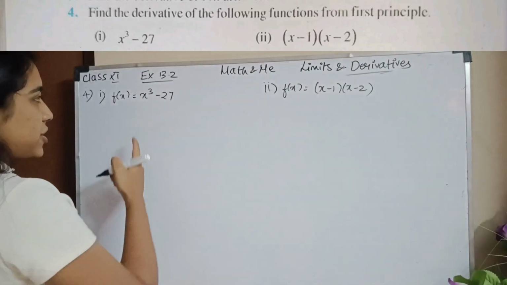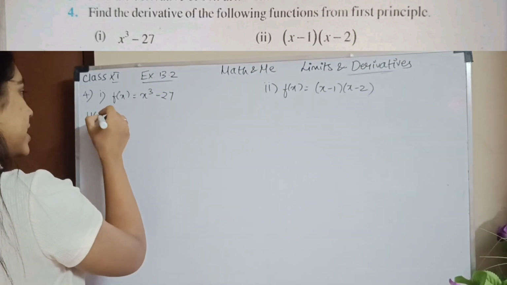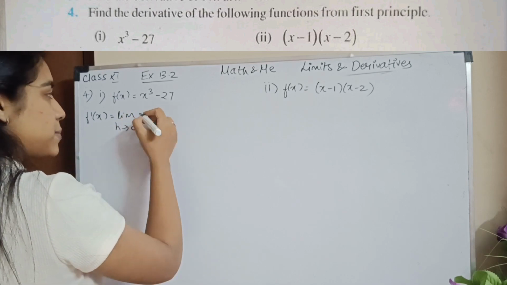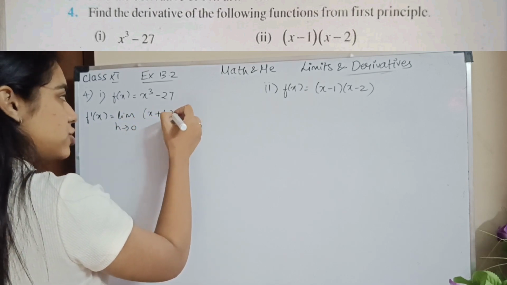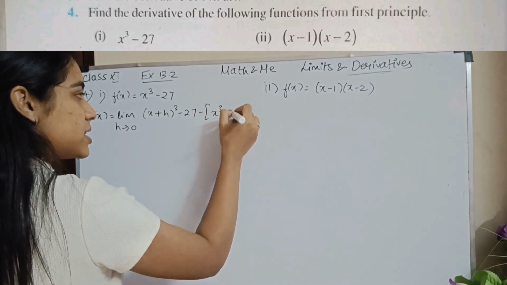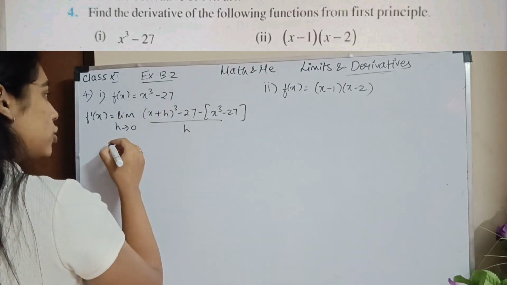Fourth question, first subsection, f of x is given, find f dash of x using the first principle. So I have f dash of x equals limit h tends to 0 of f of x plus h, so I'll have x plus h the whole cube minus 27, minus of f of x, which is x cube minus 27, divided by h. Okay, now the a plus b the whole cube formula.